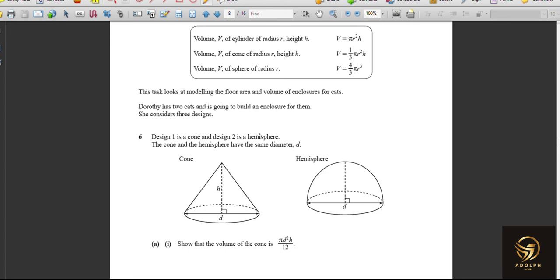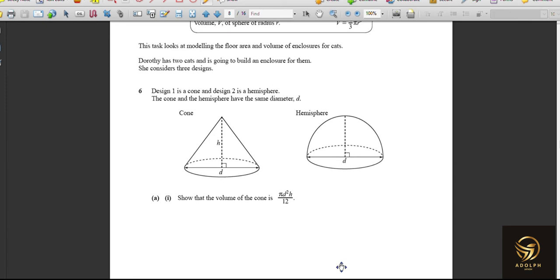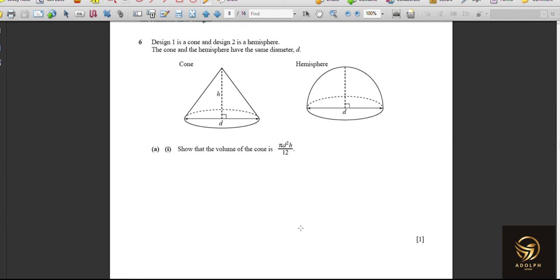Dorothy has two cats and is going to build an enclosure for them. She considers three designs. Design 1 is a cone and design 2 is a hemisphere. The cone and the hemisphere have the same diameter d. So instead of using the radius r, here they are using the diameter d. So let's see. Show that the volume of the cone is pi d square h divided by 12.